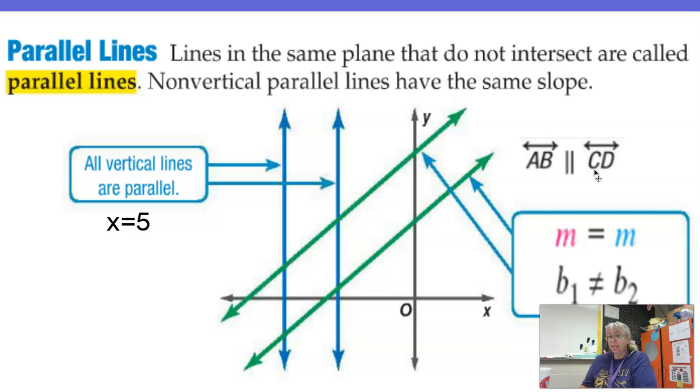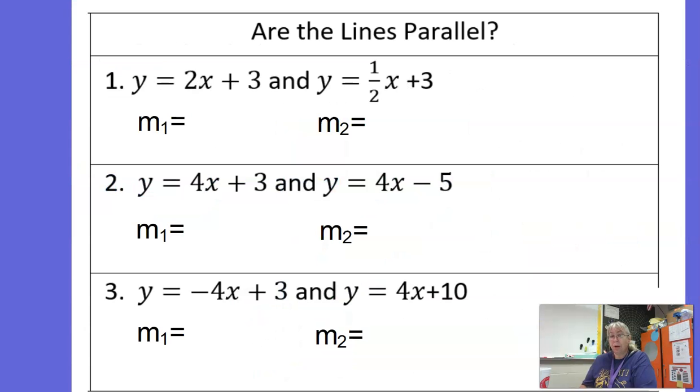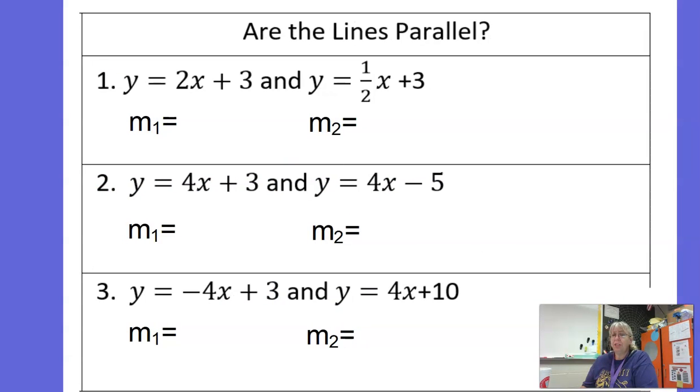Well, let's look at some examples of equations. These are all already in slope-intercept form. So the first thing we have to do is determine the slope. Our slope is our coefficient of x. So for my first one, the slope was 2. And for my second one, the slope is 1/2.